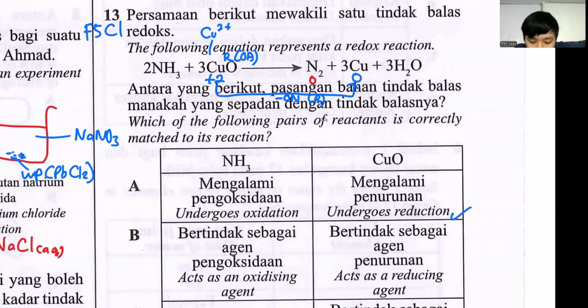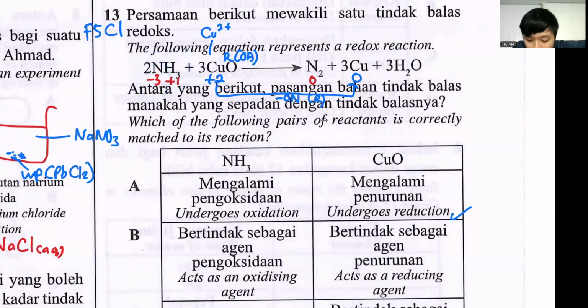Okay, so hydrogen is always positive 1. But here you've got three hydrogen, so it means N should be negative 3. Because 3H means 3 times positive 1 become positive 3. If the H is positive 3, then the N is negative 3. Okay, we don't care about balancing number.